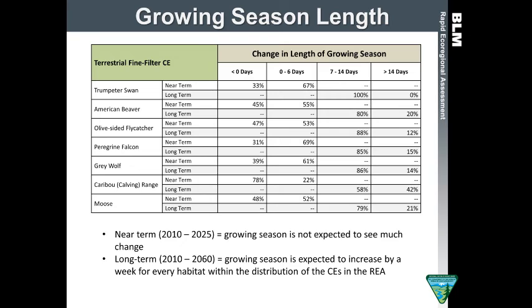Again, on the left-hand column, you've got the individual CEs. Across the top of the table, you've got the change in length of growing season from current. So less than 0 days means a decrease in growing season, 0 to 6 days, almost a week, 7 to 14 days, and then greater than 14 days. What we see for the near term, which is out to 2025, is that growing season is really not expected to change much. We see some decreases and some increases, but for the long term, growing season is expected to increase by a week for every habitat within the distribution of the CEs in the REA.